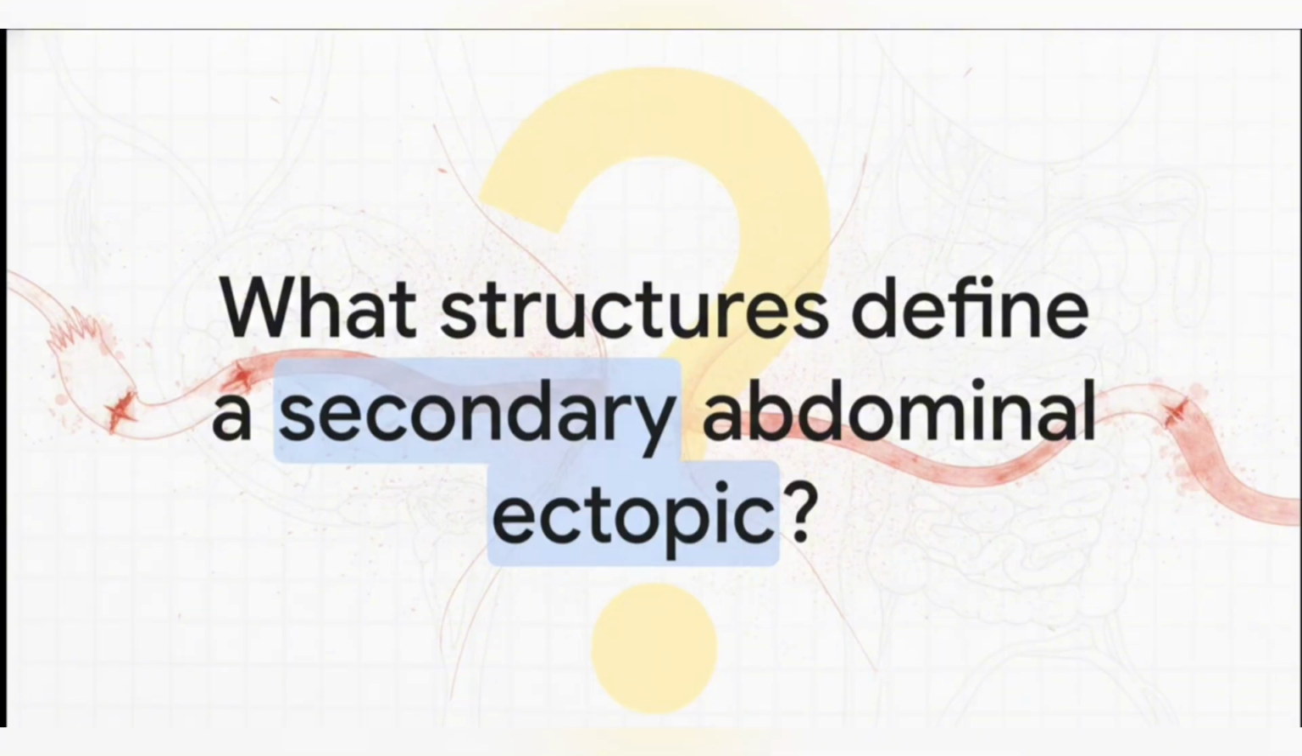Wow, we've covered a ton of high-yield ground today. But before we wrap up this revision session, I want to leave you with a provocative question to really test your clinical anatomy. The notes mention that a secondary abdominal ectopic is actually the most common type of abdominal ectopic. So if Studiford's criteria define a primary abdominal ectopic, what specific anatomical structures are ruptured or involved to create a secondary one? Think about how a normal tubal ectopic might progress.